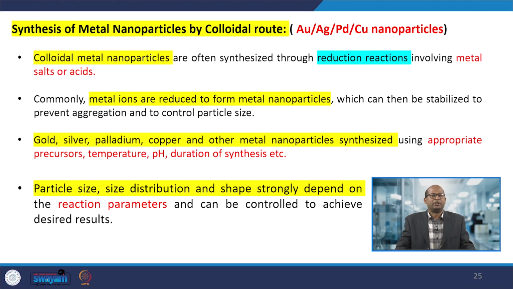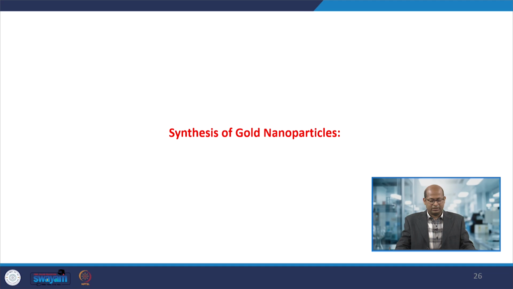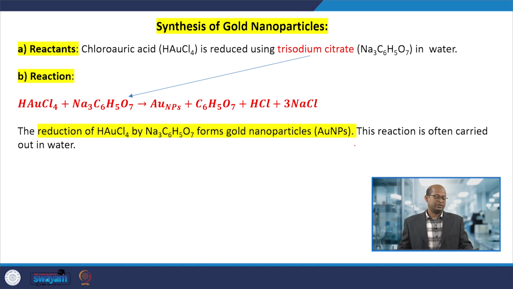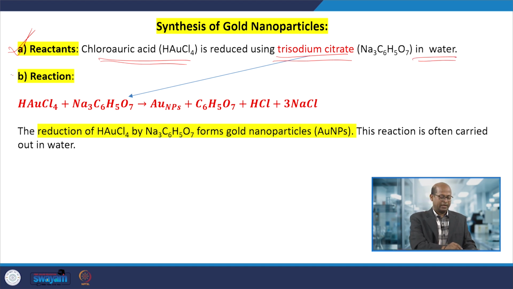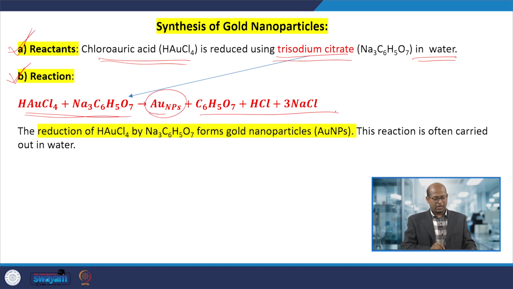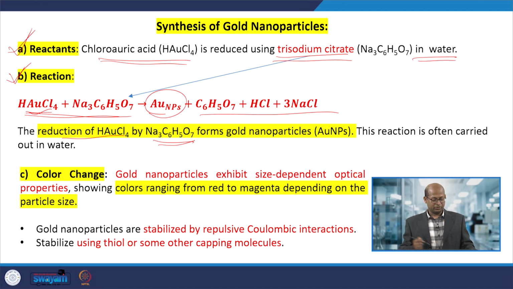gold, silver, palladium and copper nanoparticles. So that will be discussed here. For the synthesis of gold nanoparticles, we have to use chloroauric acid as a reactant, and with that trisodium citrate in water. Here you can see the reaction take place and gold nanoparticles form by reduction of the gold precursor using trisodium citrate.